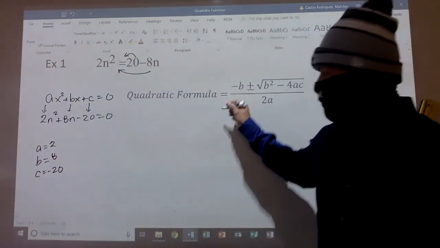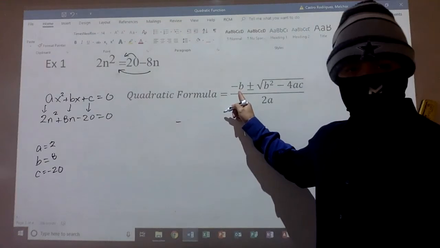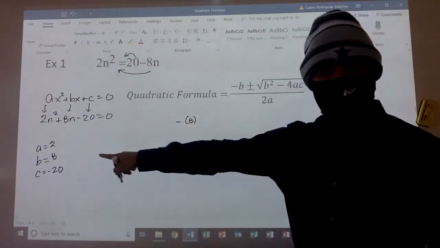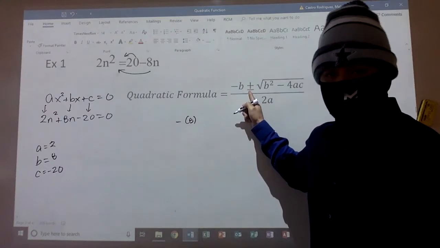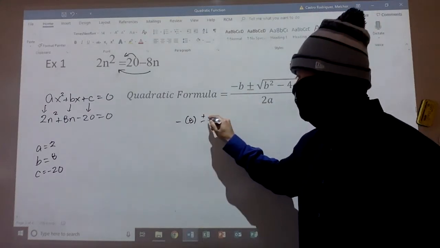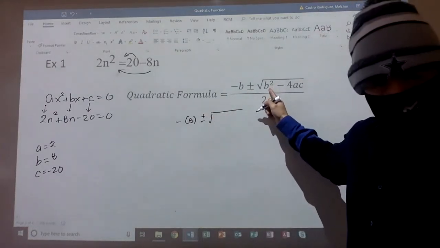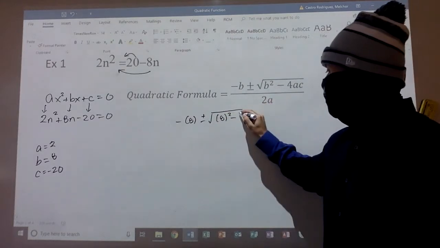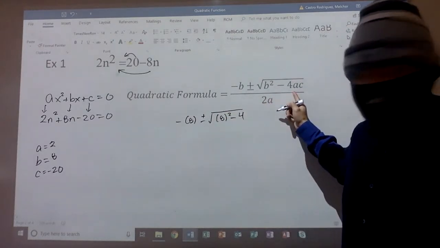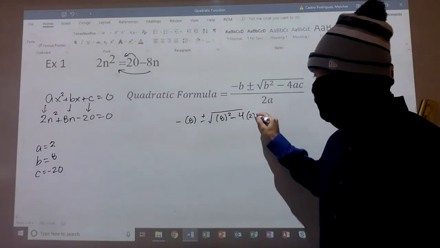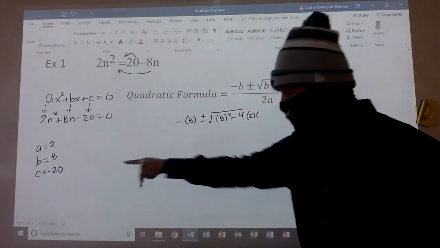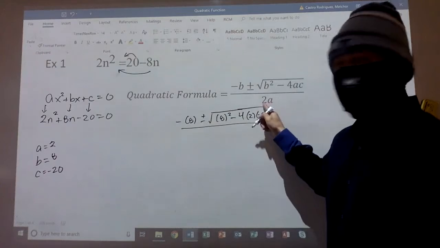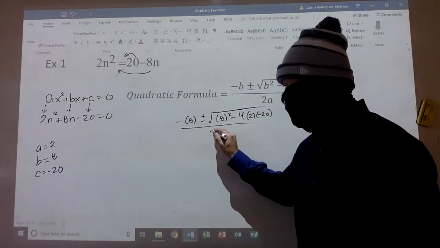It says negative B. B is the 8 I have over there. Plus or minus, just keep them. B squared minus 4, and the A and the C, negative 20. All over 2 times the value of A.